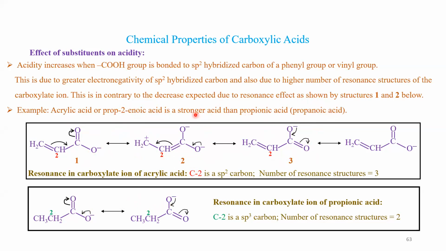So 2 reasons. One is that in prop-2-enoic acid, COOH is attached to an sp2 carbon; here COOH is attached to an sp3 carbon. And then the carboxylate has 3 resonance structures, whereas the propanoic acid carboxylate has only 2 resonance structures. For these 2 reasons, prop-2-enoic acid is a stronger acid than propionic acid or propanoic acid.